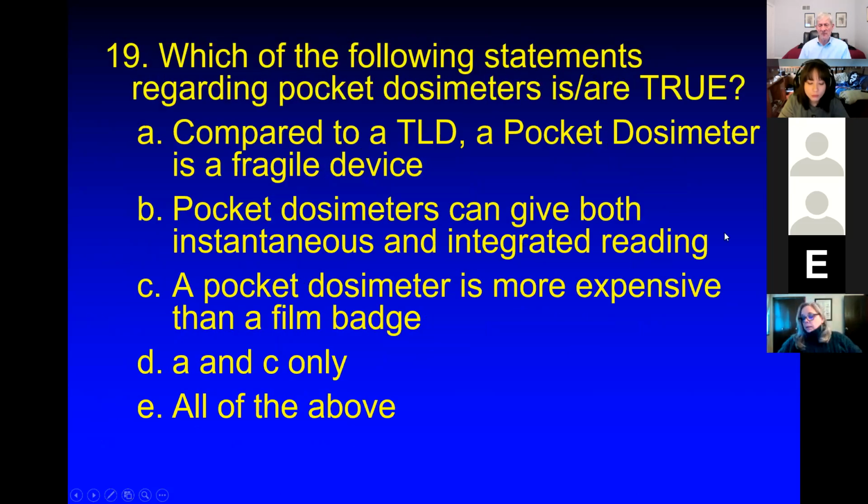We're almost done. Which of the following for pocket dosimeters is true? Compared to a TLD, a pocket dosimeter is fragile. Very true. It gives you both instantaneous and integrated reading. That's false. It only gives you an integrated reading, not instantaneous. A pocket dosimeter is more expensive than a film badge. Very true. And so the only one that is true here is A. Oh, it says which are true. Yes. So A and C, and therefore D is the correct answer.